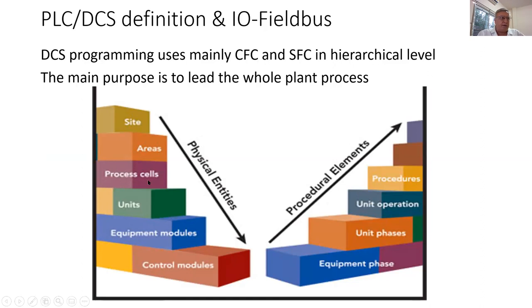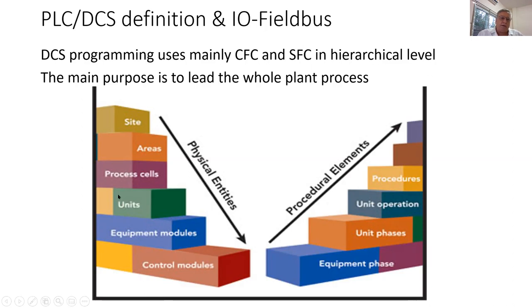So a process cell means that it can contain several units. It is more or less like a mini plant, something like this. A unit is then maybe a vessel or a reactor. And on a unit, you can have different equipment modules. Each equipment module does something specific for this unit. So maybe you have an equipment module for the agitator, another equipment module for temperature control, then for input and output transfer, and so on. Depends on pressure control. So we make dedicated equipment modules.